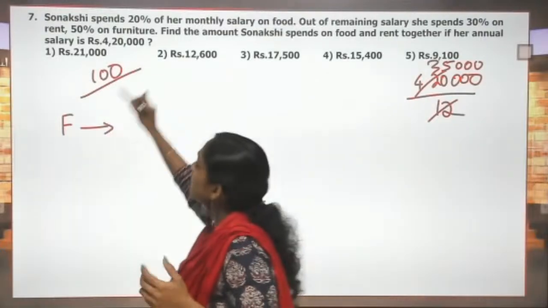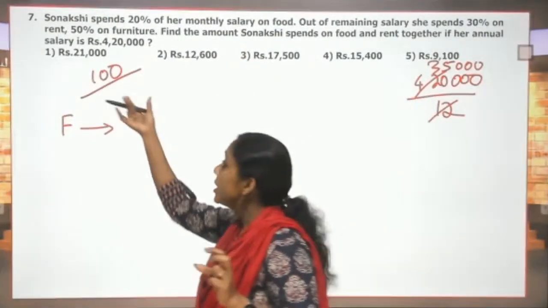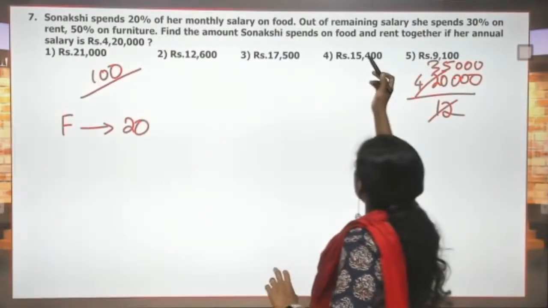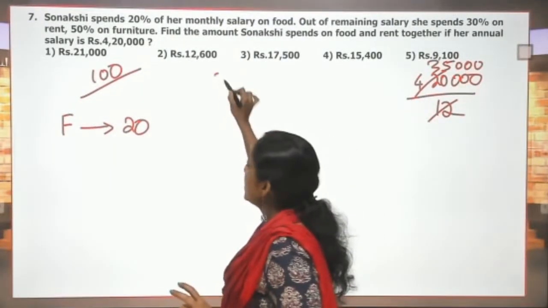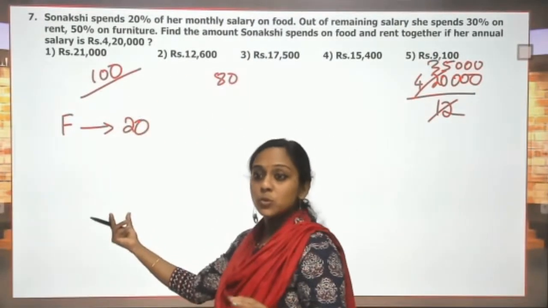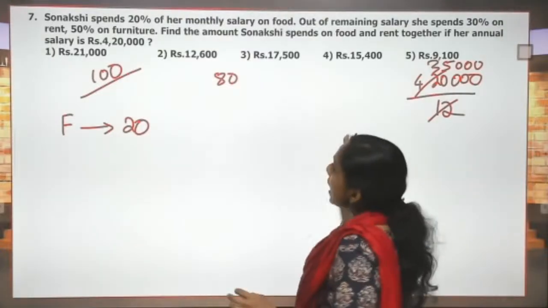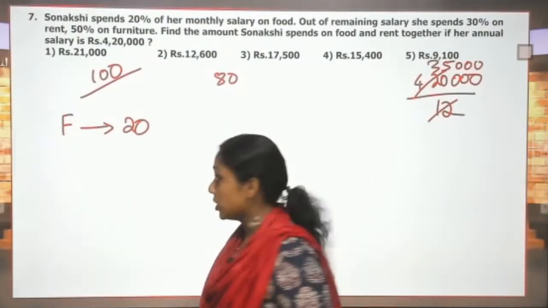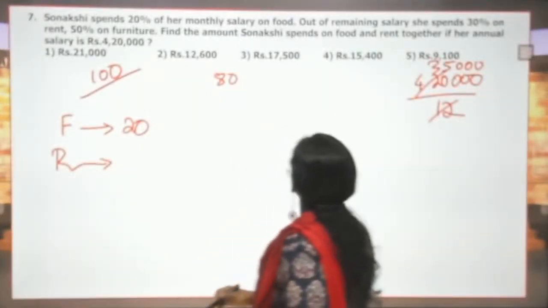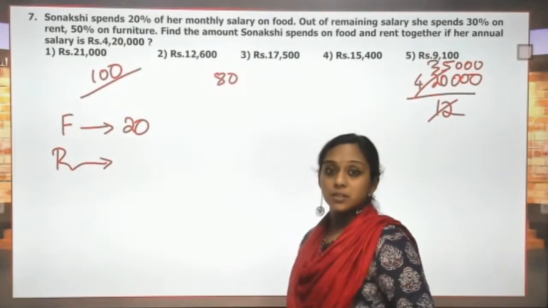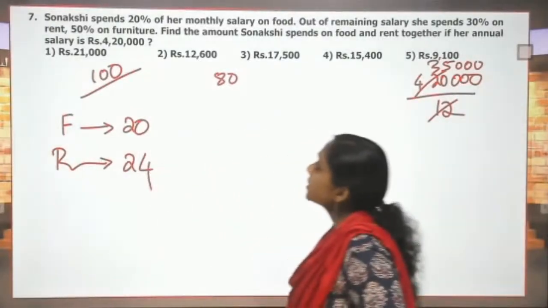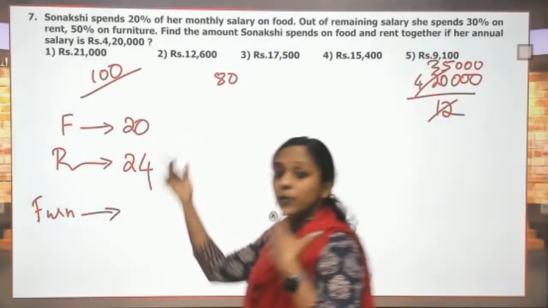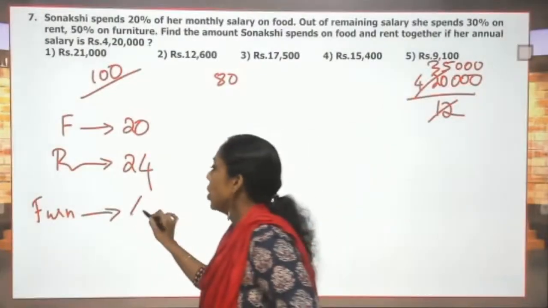Sonakshi spends 20% of her monthly salary on food, which means out of a total of 100, 20 is spent on food. Next, out of the remaining, what is the remaining? Out of total 100, 20 has been used, so the remaining is 80. In that 80, she spends 30% on rent, 50% on furniture. Rent is 30% of 80, which is 24. Furniture is 50% of 80, which is 40.